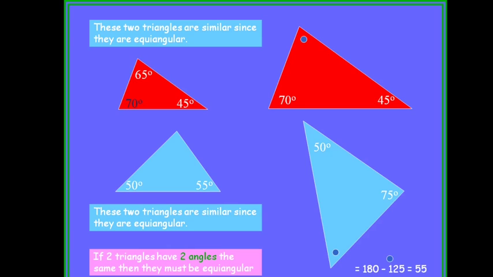If two triangles have two angles the same, then they must be equiangular. For example, 70 plus 45 in the second triangle will give you 125, and we know the total angular measure of a triangle is 180 degree. So when you subtract 125 from 180 you will get 55. So this is the remaining angle of the triangle.